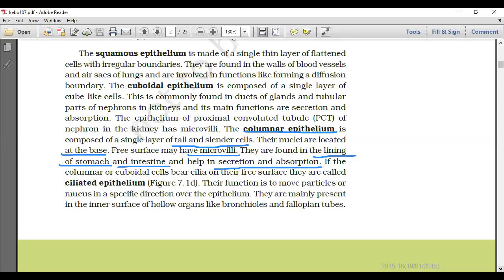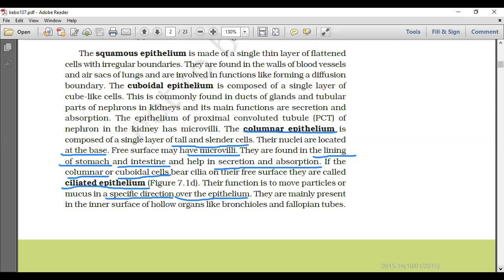If the columnar or cuboidal cells bear cilia on their free surface, they are called ciliated epithelium, either ciliated columnar epithelium or ciliated cuboidal epithelium. Their function is to move particles or mucus in a specific direction over the epithelium.